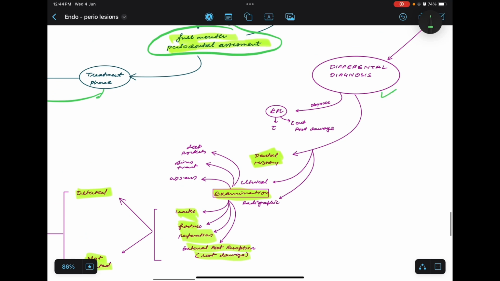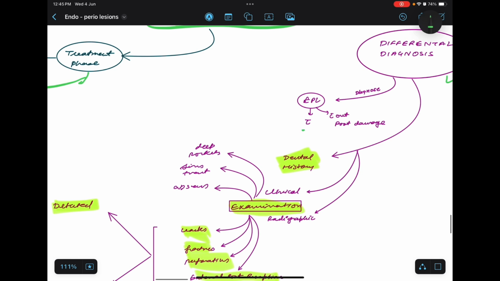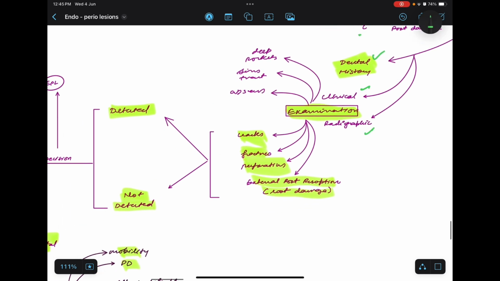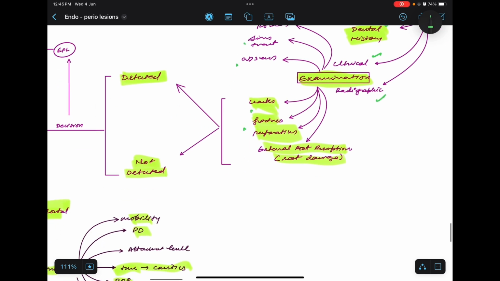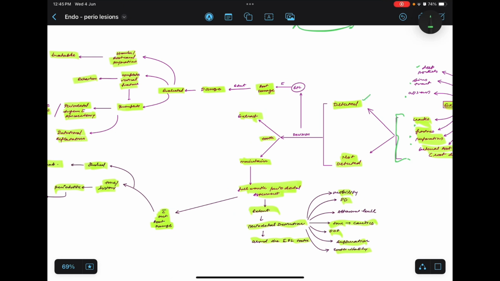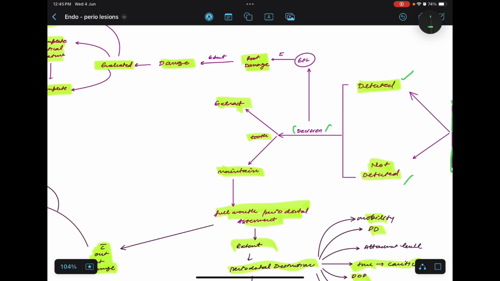Coming to differential diagnosis, you diagnose EPL as with root damage or without root damage. We have repeated this n number of times now. First of all, go for a nice robust history. Then you go for clinical and radiographic examination. What do you look for? You look for deep pockets, sinus tracts, abscesses, cracks, fractures, perforation, or external root resorption. It could be either detected or not detected. In either case, you make a decision whether you want to extract the tooth or maintain the tooth.